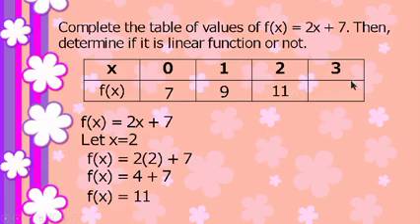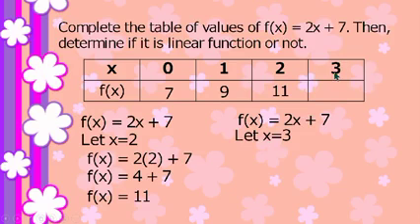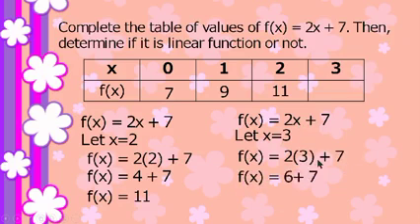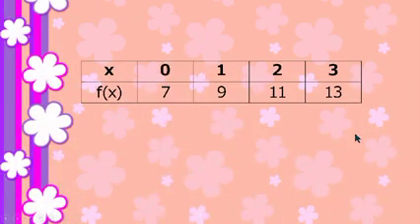So, ayan. Next, the last value. Let x is equal to 3. Kaya f of x is equal to 2, x will become 3, copy plus 7. Compute 2 times 3 is 6, copy yung plus 7. So, 6 plus 7 is 13. Therefore, the value of f of x, if x is 3, is 13. Yan. So, nakumpleto na natin yung table.